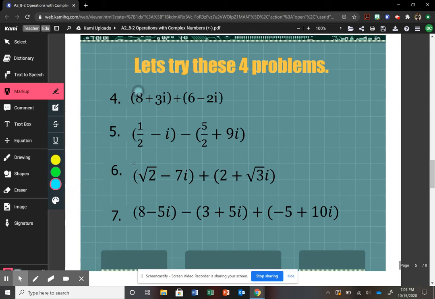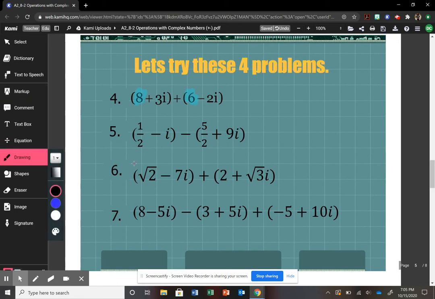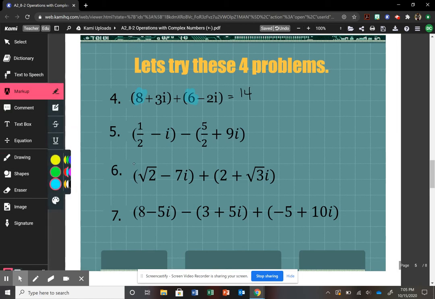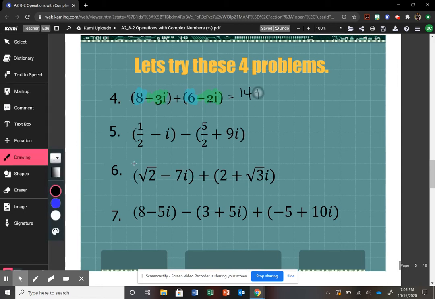All right, so here I'm going to add these two together. Okay, so here I have 14. Here I have the imaginaries plus 1i, which I could just write as i.